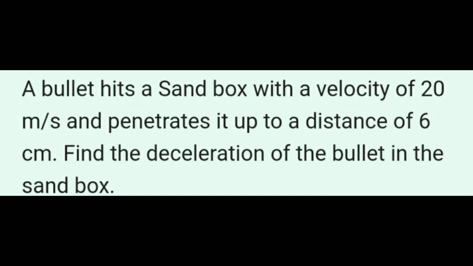So clearly the question is indicating that the bullet comes to rest after traveling 6 centimeter. So u is 20 meter per second, v is 0, s is given 6 centimeters, and you have to find out a. Here it is written in the question that it is deceleration, so you will be getting negative a in the answer. So v is given, u is given, and s is given, a is to be calculated. Clearly we will be using the third equation, which is v square minus u square is 2as.